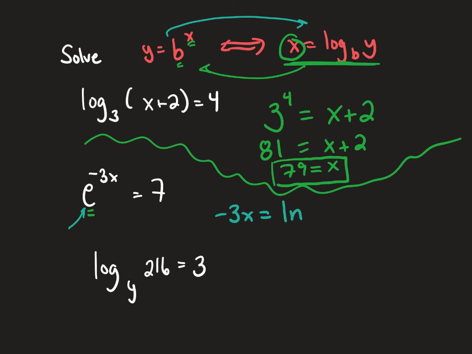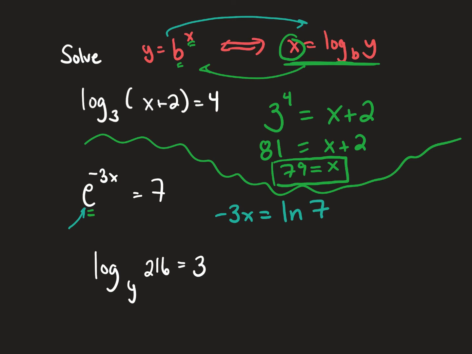So when we have a base e, we just write it as ln. You don't have to write the number, you don't have to write the subscript. When you see an ln, that means it has a base of e. So -3x equals ln 7. If you want to write a little e down here to make yourself feel better and keep your place, that's fine. But generally we don't. We just write it like this.